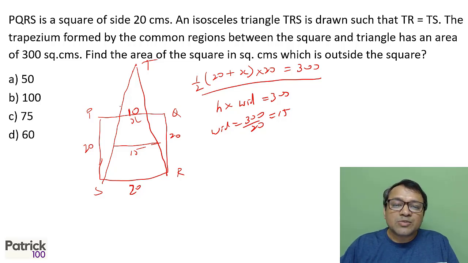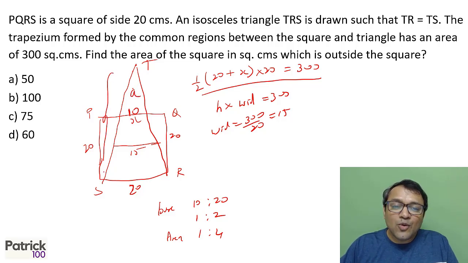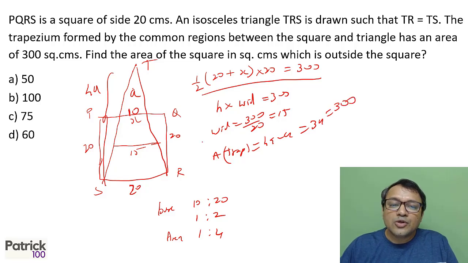Now compare the two triangles, a smaller triangle and a bigger triangle. The bases are in a ratio of 10:20, or 1:2. So the areas should be in a ratio of 1:4. For two similar figures, if the ratio of the sides is a:b, the ratio of the areas is a squared to b squared. Which means if the area of the smaller triangle is a, the area of the whole triangle will be 4a. So the area of the trapezium will then be 4a minus a, which is 3a. 3a stands for 300. So the triangle above, A, will stand for 100, option B.